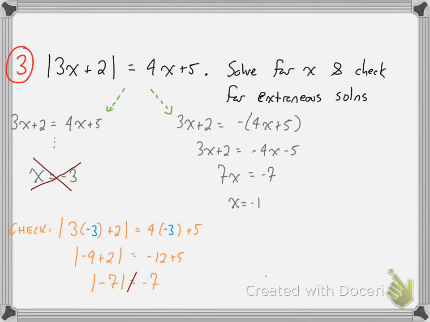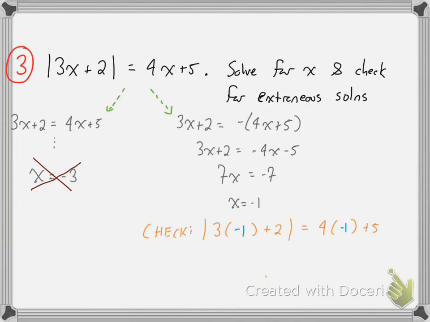Let's check negative 1 to see that that works, because sometimes no solutions work, sometimes just one of them works, sometimes both of them work. When I plug in negative 1, I simplify, and I end up getting the absolute value of negative 1 equals 1. That checks out, so I know that negative 1 is my only solution.